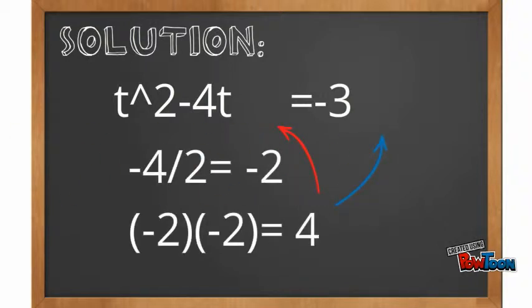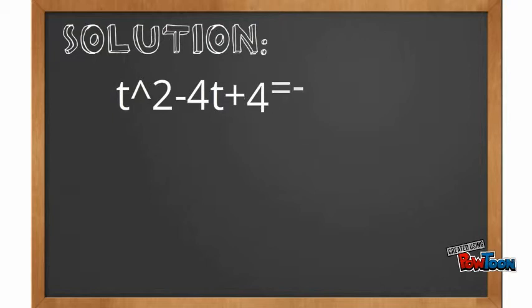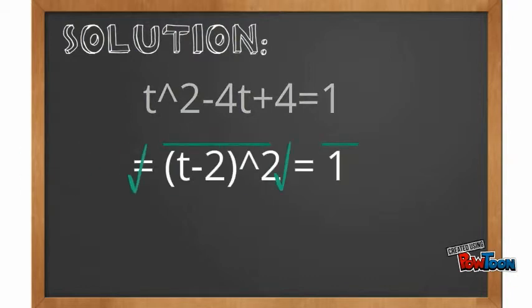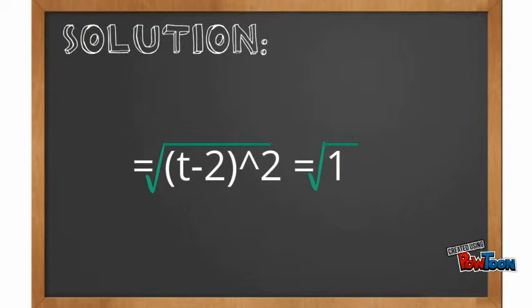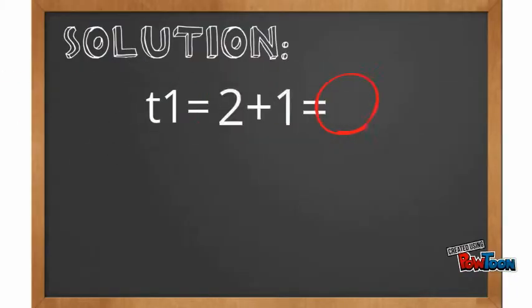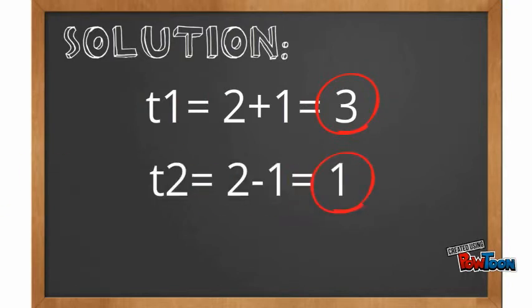And then we need to get the factors of t squared minus 4t plus 4 and square it, including 1, which leads us to the answer of t minus 2 equals positive or negative 1. Our final answers are t1 equals 2 plus 1 equals 3 and t2 equals 2 minus 1 equals 1. Our answer now is it will take 3 or 1 second for the ball to reach 48 feet.